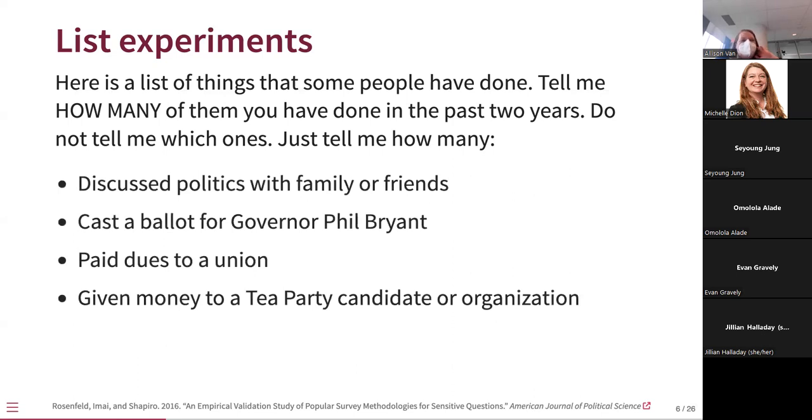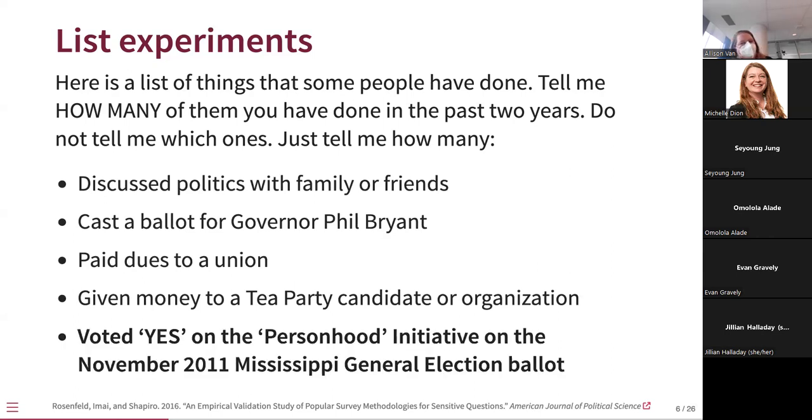The experiment part is that people are randomly split between a treatment and a control group. This is the list that people see in the control group: discuss politics with family or friends, cast a ballot for Governor Phil Bryant, who was the governor of Mississippi between 2008 and 12, if I remember correctly, paid dues to a union, and given money to a Tea Party candidate organization. That's the control group. The treatment group sees the sensitive attitude or behavior that we care about, which in this case is voting yes on the personhood initiative on the November 2011 Mississippi general election ballot.